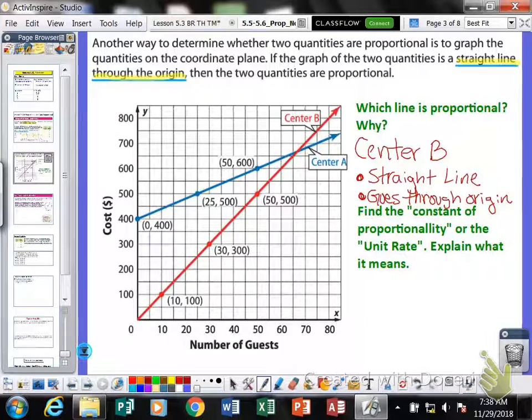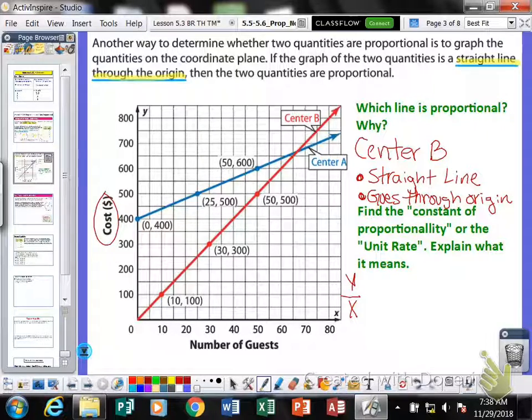Find the constant of proportionality or the unit rate. Explain what it means. We're looking at the red line now, with these three points. The first number, 10, represents the number of guests, and the 100 represents the cost. Again, we want the cost per guest, so it's the y value over the x value.